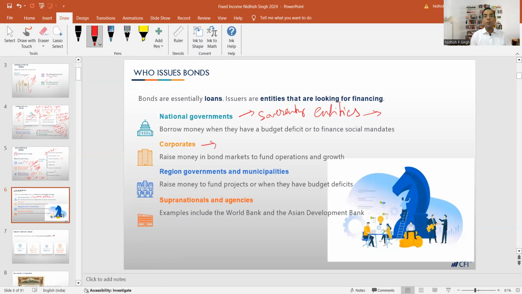Corporates, when they have a very massive cash flow requirement and they have an expansion plan, can issue bonds based on those features of the coupon and the principal. They can raise money in the bond market to fund their growth. Regional governments and municipalities: in the US, municipalities quite often issue bonds, and it will be used to finance their ambitious growth plans and some key projects that they have.